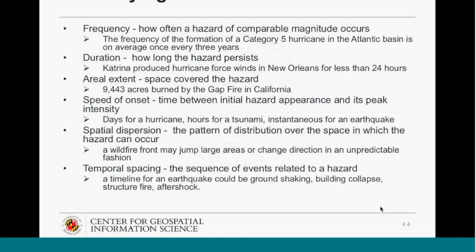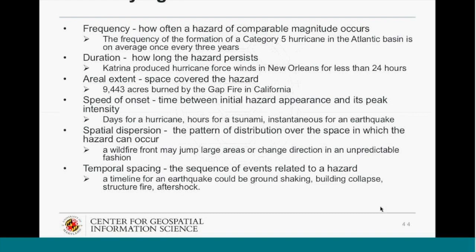Another thing to think about is your spatial dispersion, right? You can think about this as the pattern of distribution over space where the hazard occurs. So again, back to the wildfire example, wildfire can jump large areas. It can skip over areas because it can be carried as a single spark by the wind to a new location. It can also change direction in an unpredictable way because it's driven by the winds, right? The winds can change.